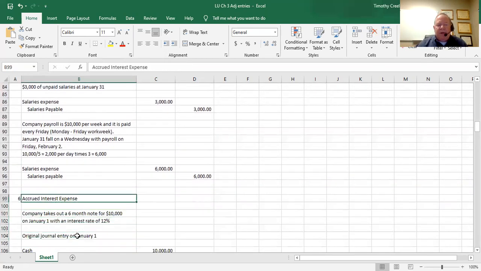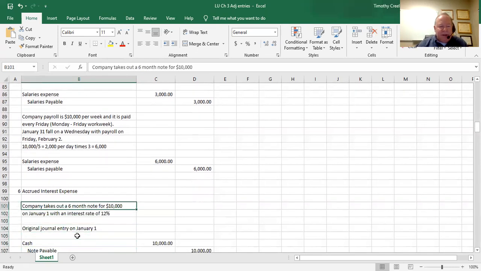Okay, now another one you're going to see on occasion is accrued interest expense. Remember, interest is basically what you pay for borrowing money. It's an extra fee that you pay to borrow money. So let's say a company takes out a 6-month note for $10,000 on January 1st with an interest rate of 12%. They're going to pay it back on July the 1st, 6 months later, the principal plus the interest.